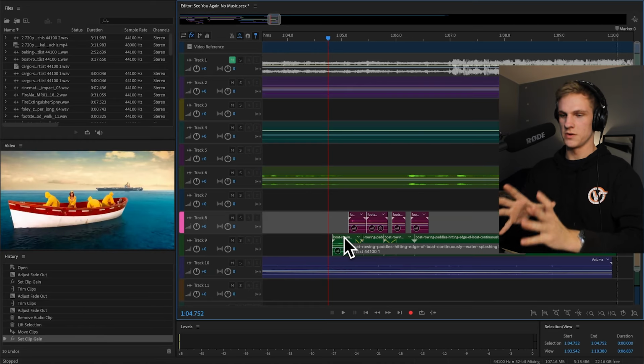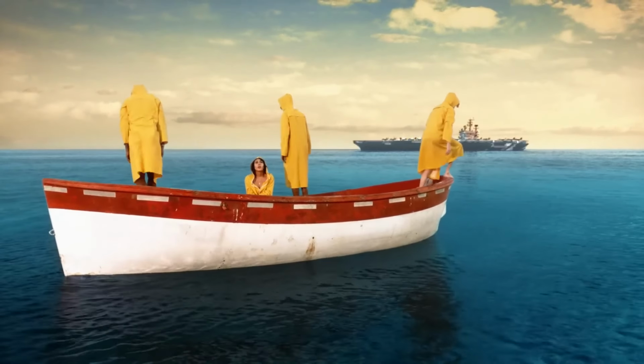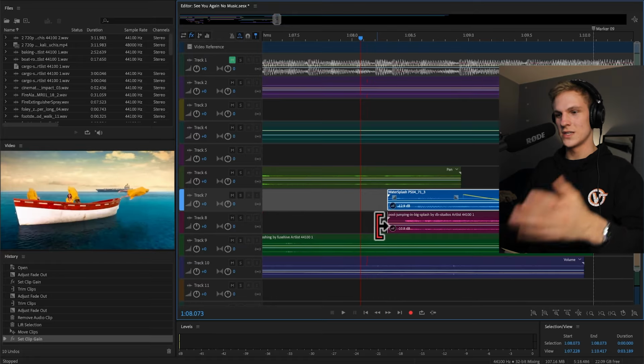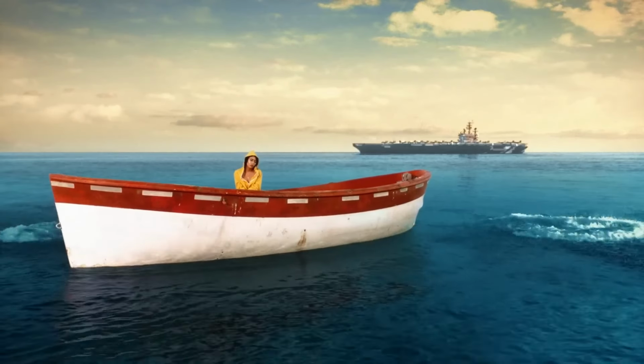I found these perfect boat sounds on Artlist for when they're getting up and moving on the boat. And then, of course, I have the splashes for when they fall in the water. So all of that work took about 5 hours to do, and it's only about a minute.